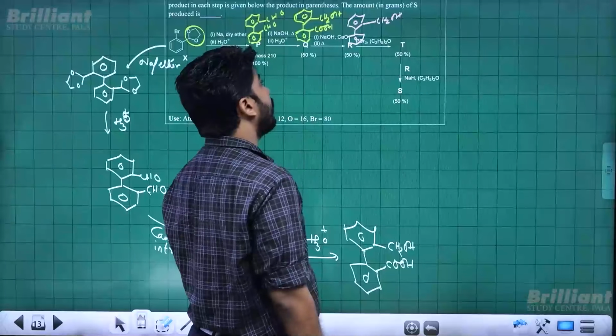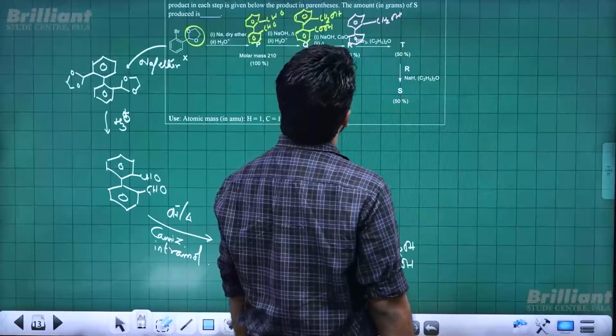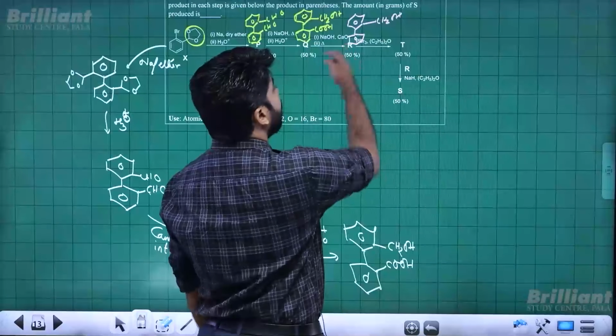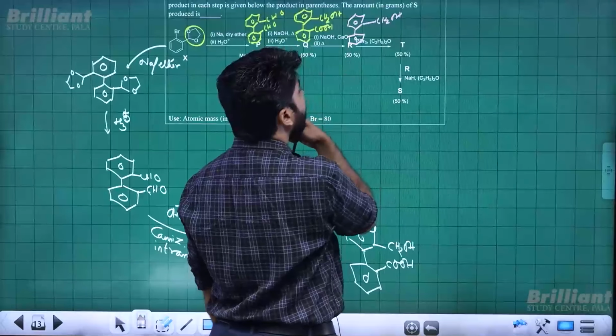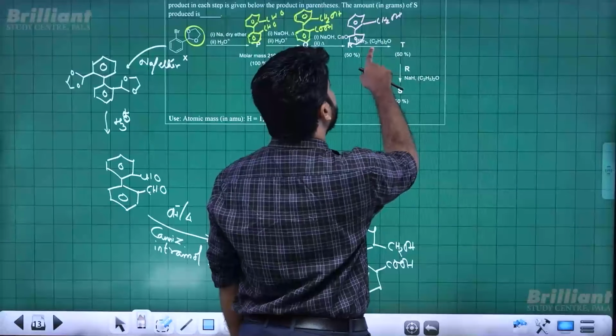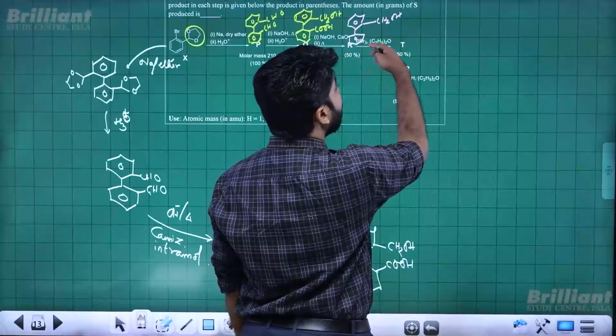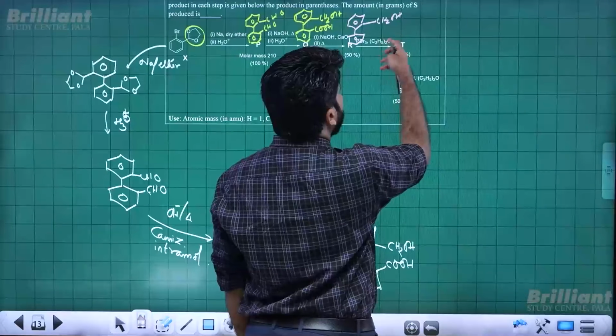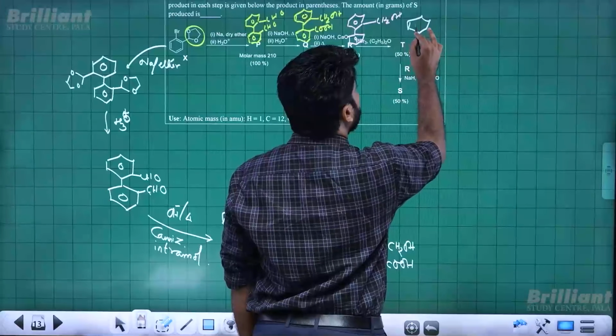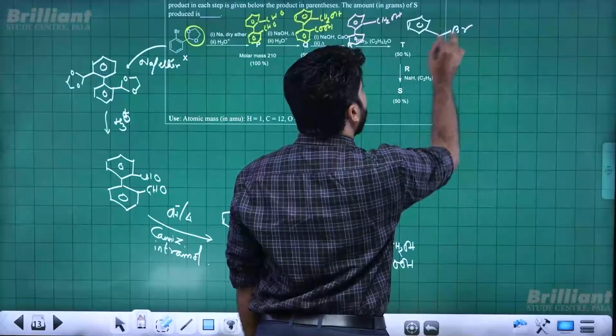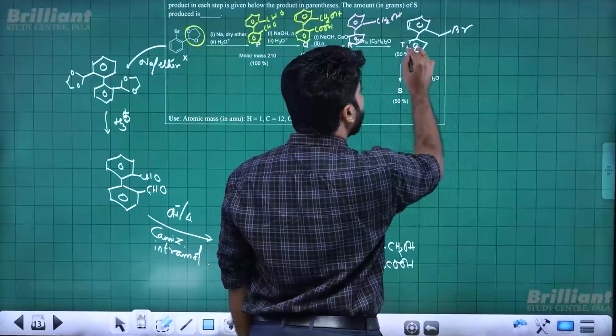So this is a preparation of a hydrocarbon, soda lime decarboxylation. You got this structure which is called R here, followed by the PBr3 reaction. PBr3 is a reagent for nucleophilic substitution of alcohol where haloalkanes are generated. So benzyl alcohol becomes benzyl halide, and this is the structure of T.